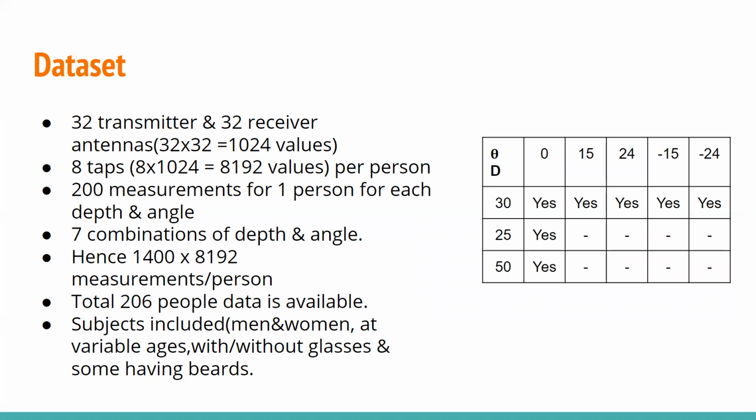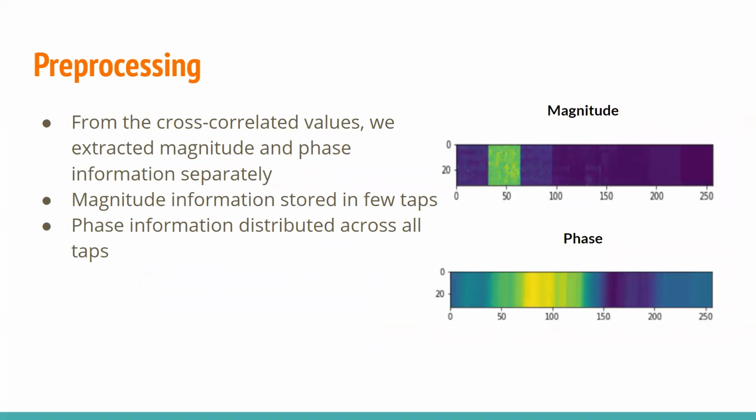Now we have a total of 206 people in the current database, and the subjects include men and women of variable ages, with or without glasses and some having pairs. Overall, the general structure of the dataset is that there are 22 files with roughly 9 to 10 people contained per file. Now let's move on ahead to the pre-processing part.